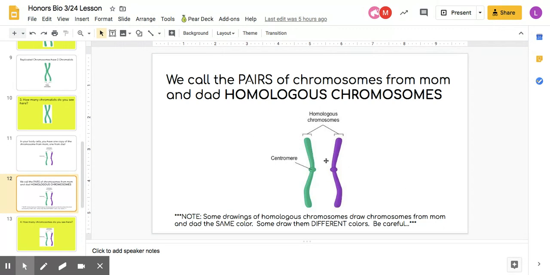Now, sometimes we draw homologous chromosomes with 2 different colors, but be careful because some textbooks and some descriptions will color the 2 homologous chromosomes the same color, so just be careful of that. But remember, for every type of chromosome, you get 1 copy from your mom and 1 copy from your dad.